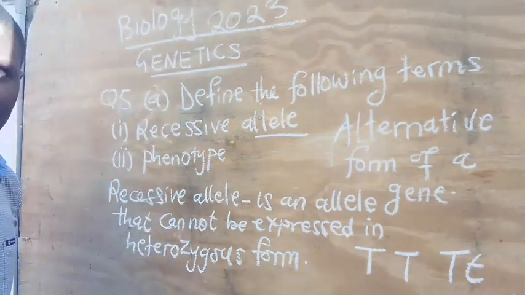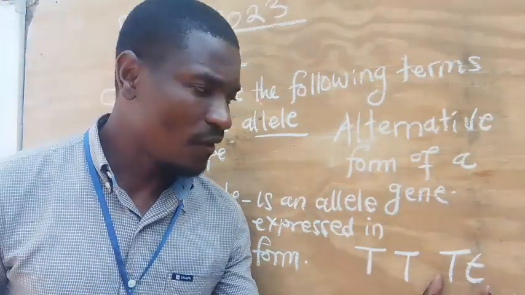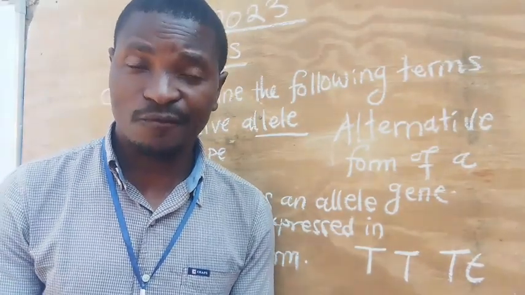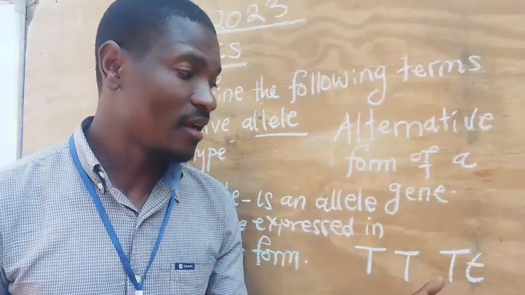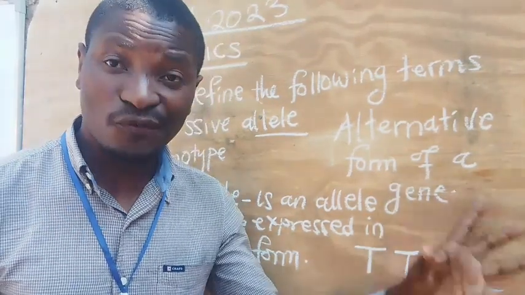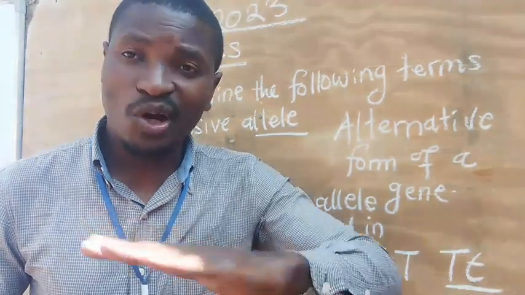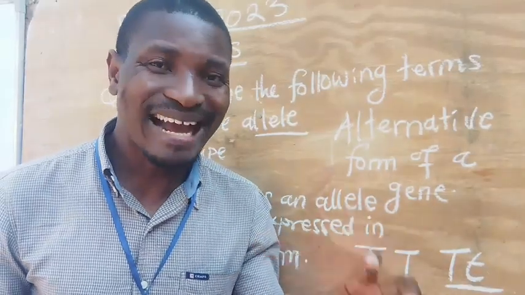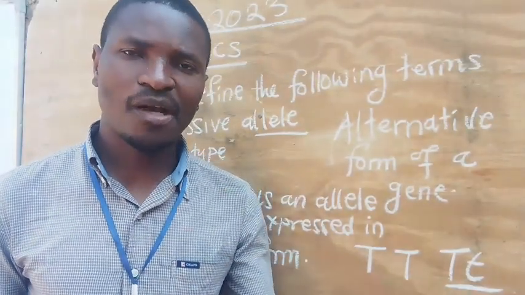Now, heterozygous means that you have two different kinds of alleles, where one is dominant and the other is recessive. A recessive gene is always represented by a small letter, and the dominant by a capital letter. So when you have a heterozygous form, it simply means that you have a recessive gene that cannot be expressed. It is always suppressed because of the capital letter, meaning it is more like it doesn't exist. So that is just additional information about recessive alleles.